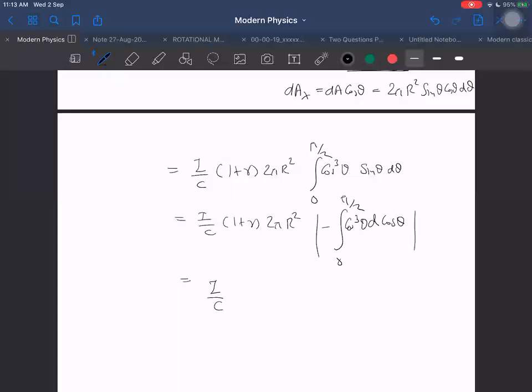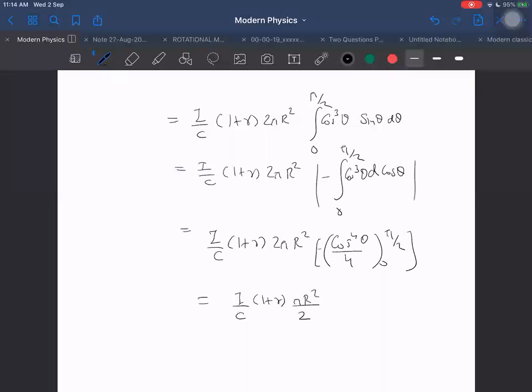I by c into 1 plus r into 2 pi r square into cos raised to power 4 theta divided by 4, from 0 to pi by 2, with a minus sign also in the beginning. That becomes, at last, I by c into 1 plus r into pi r square by 2, I think. Right? Yes, sir. That is the force along x.